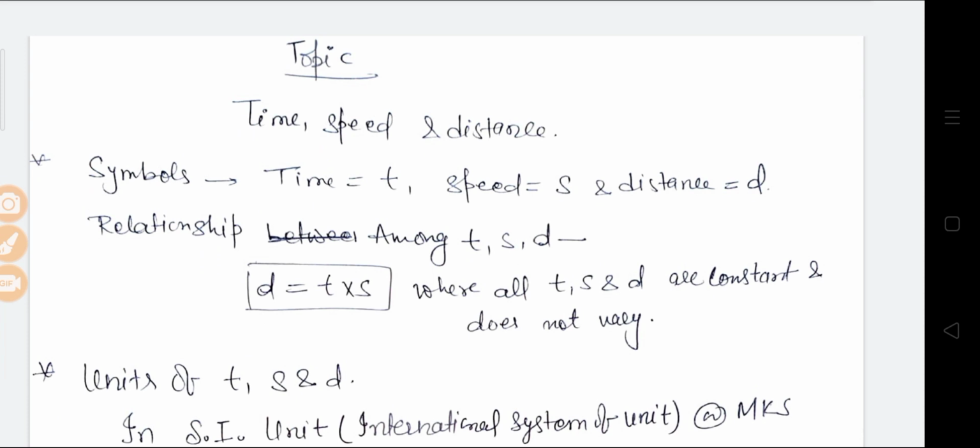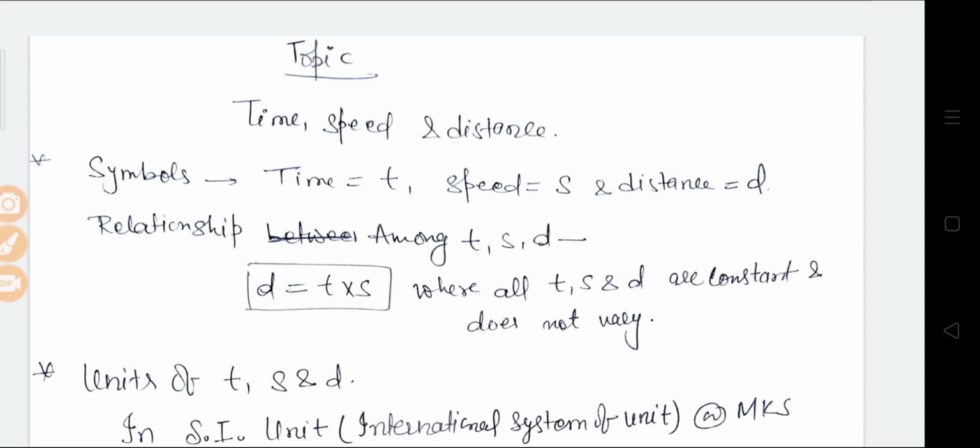Today we will talk about the time, speed and distance topic. In the beginning, we have to understand the symbols that are used in standard for time, speed and distance. For time we use small t, for speed small s, and for distance small d. You can also add different symbols, but in the standard we use these.